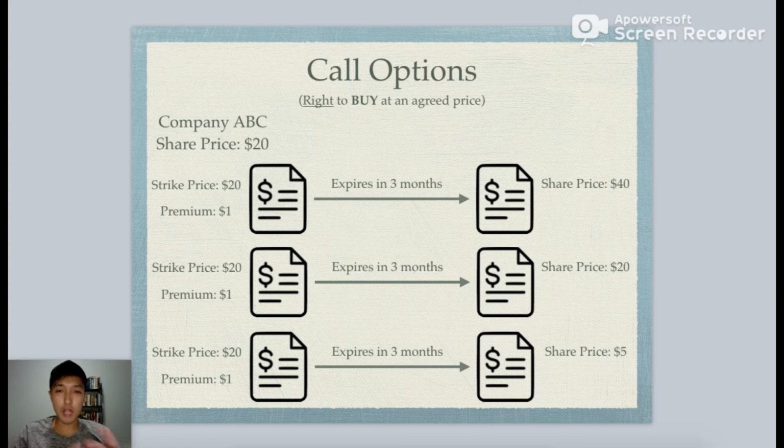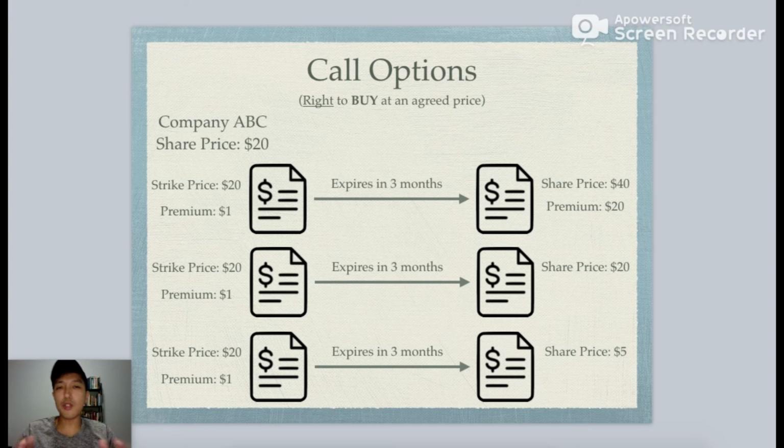I'll just give you a couple of minutes. You might want to pause this video, go and work it out, think it through. What do you think is the value of each individual contract after the end of 3 months in the different scenarios, when the share price went up, the share price stayed flat, and the share price went down?